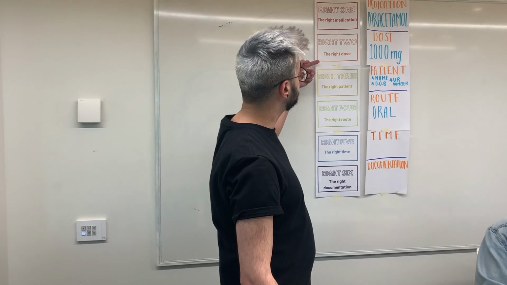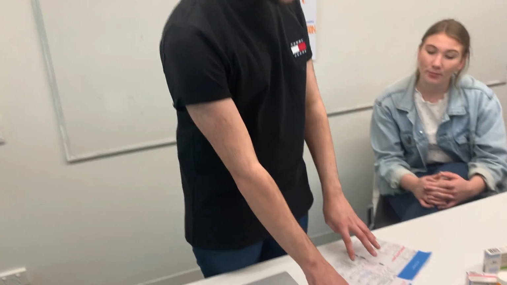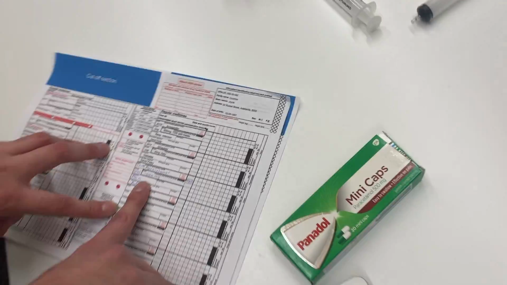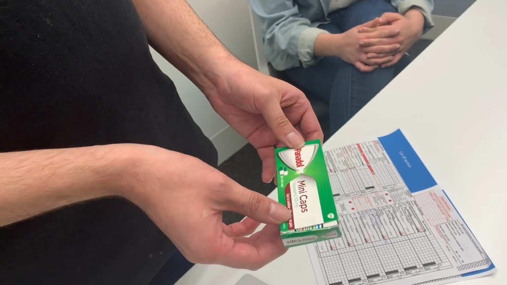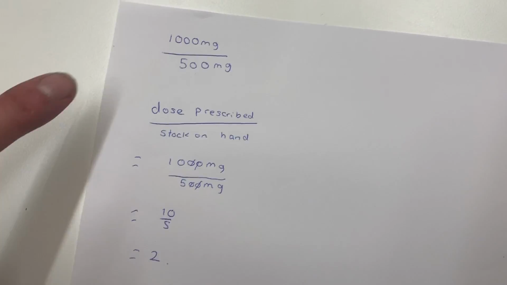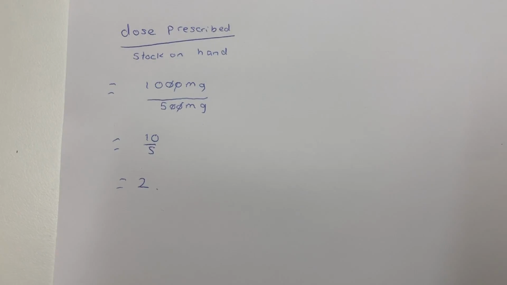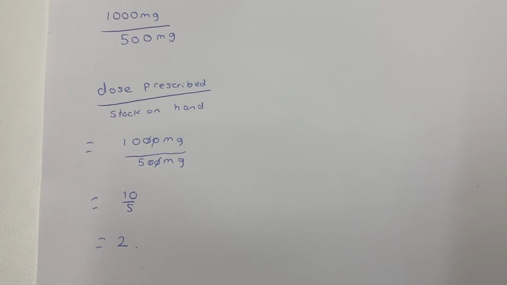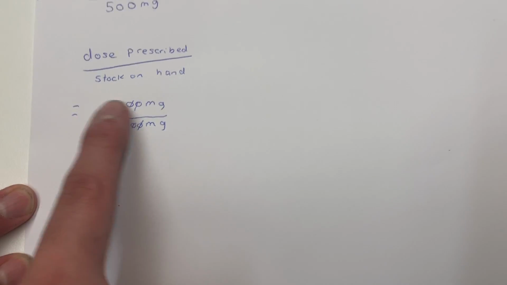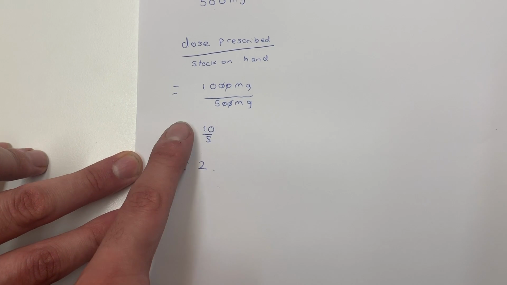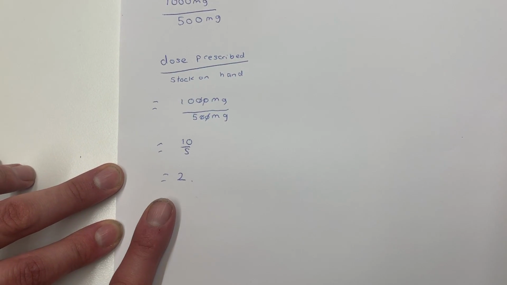We move down to our second right, the right dose. Now we can see that the dose here is 1,000 milligrams. However, these tablets only come in 500 milligrams. So that's going to indicate that they will require more than one tablet, and there is a drug calculation we can do for this. The drug calculation that we've done is the dose prescribed over the stock on hand. In this case, the dose prescribed is 1,000 milligrams and the stock on hand is 500 milligrams. So we can do some cancelling out. We can do our 1,000 over 500. We can cancel that down to 10 over 5, and that can then be cancelled down to 2. So we know that 2 tablets are to be given to the patient for the correct dosage.